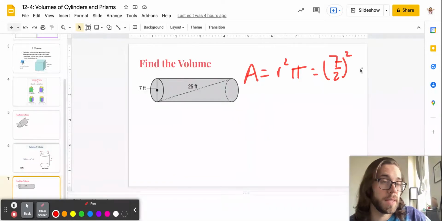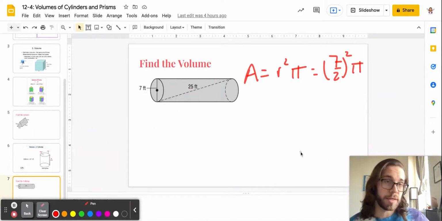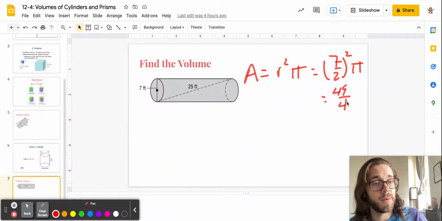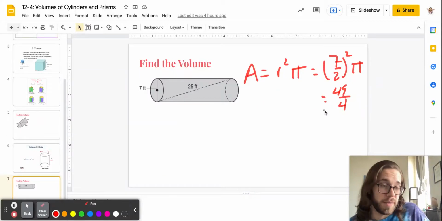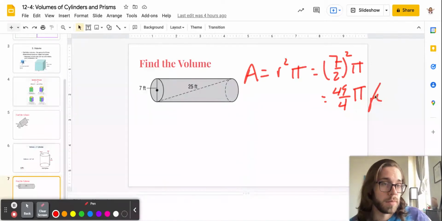Now, this is a perfect example of why it is easier to leave it in a fraction, because I know what 7 over 2 squared is, because I know that 7 squared is 49, and I know that 2 squared is 4. If I did 3.5 squared, I don't know what that is, not off the top of my head. I mean, you can do it, but this is something you can easily do. Times pi. Now I'm going to leave it as is. Feet squared.